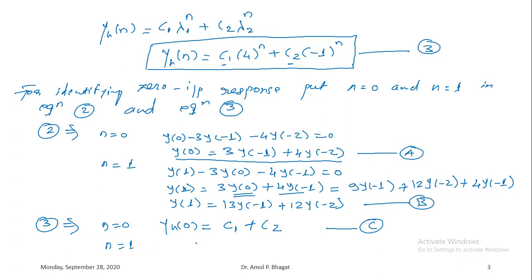Similarly, I can substitute n = 1 there. So yh of 1 will be 4 raised to the power 1, which is 4 c1, and (-1) to the power 1 is minus 1, so it will be minus c2. So this will be equation D, right?